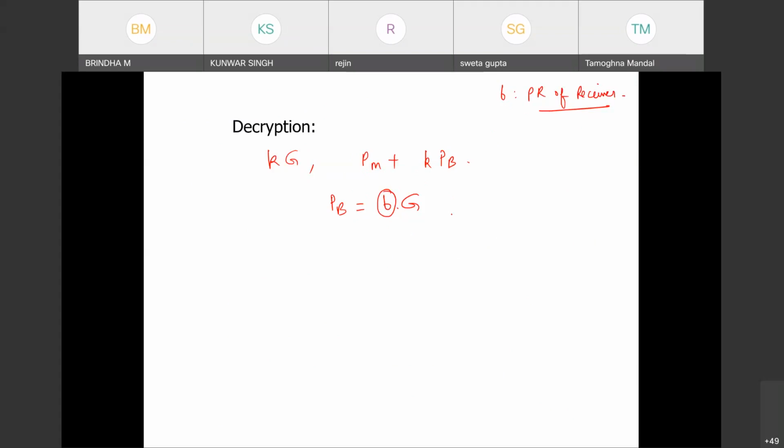Now the receiver gets this ciphertext, and he knows the private key B. From this B, he has to get PM. He knows this part, so if you subtract this value from this part, you will get PM.